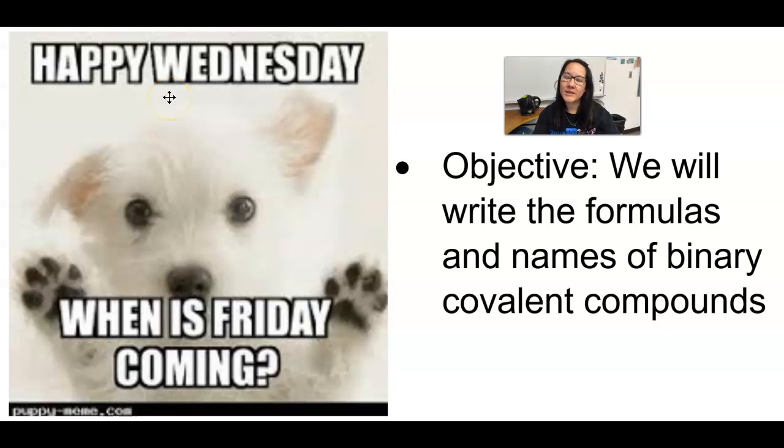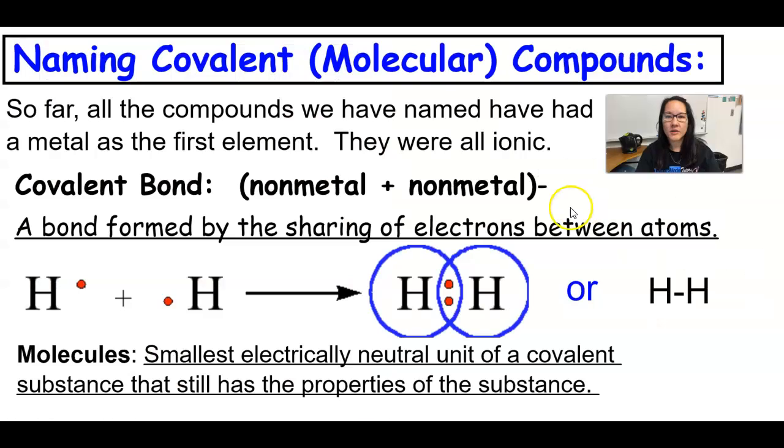We'll write the formulas and the names for binary covalent compounds. When naming covalent or molecular compounds, all the compounds we've named so far have had a metal as the first element, which made it ionic. Covalent bonds are just a nonmetal plus another nonmetal, a bond formed by sharing of electrons between atoms.